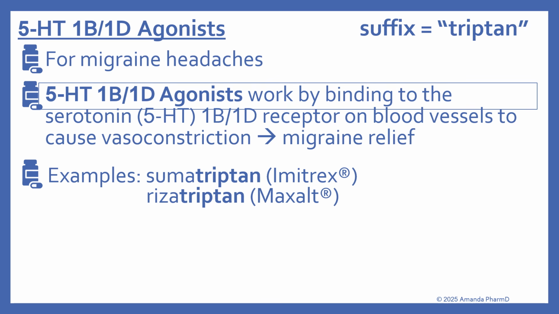Next are the 5-HT1B/1D agonists. These are for migraine headaches. The 5-HT1B/1D agonists work by binding to the serotonin, that's abbreviated 5-HT. It's the specific serotonin 1B and 1D receptors on the blood vessels, and that causes vasoconstriction, and this results in migraine relief. Some examples of the 5-HT1B/1D agonists are sumatriptan, brand name is Imitrex, and rizatriptan, brand name is Maxalt. And the suffix for these is -triptan.